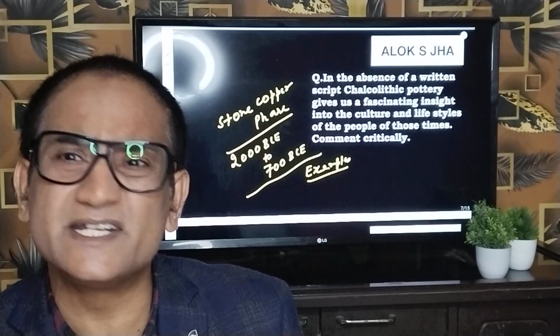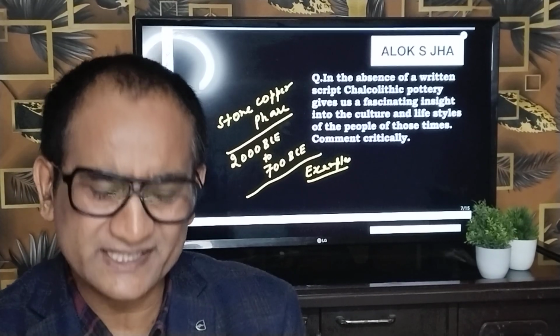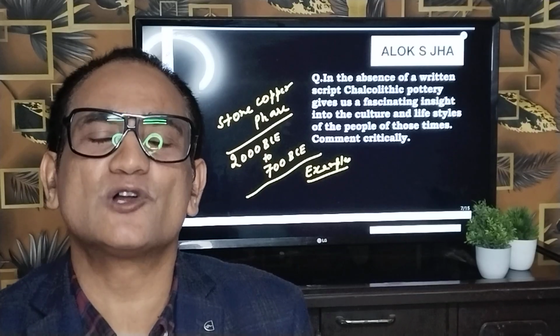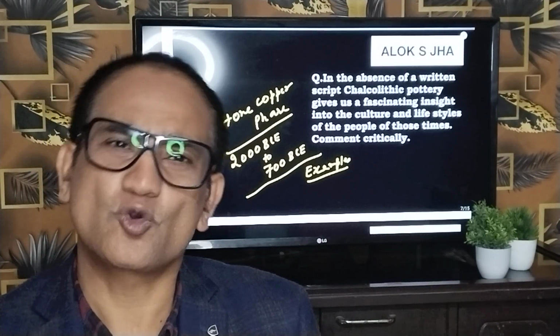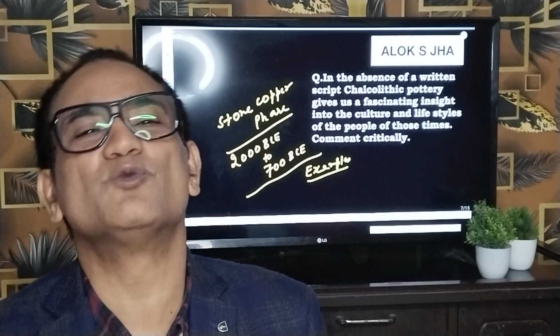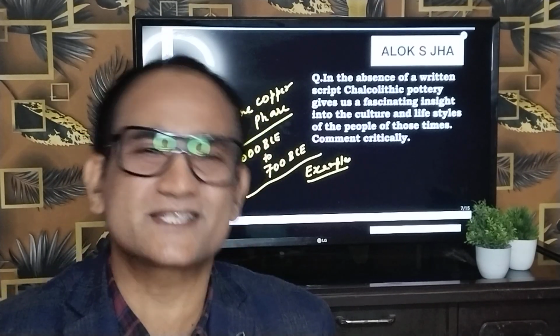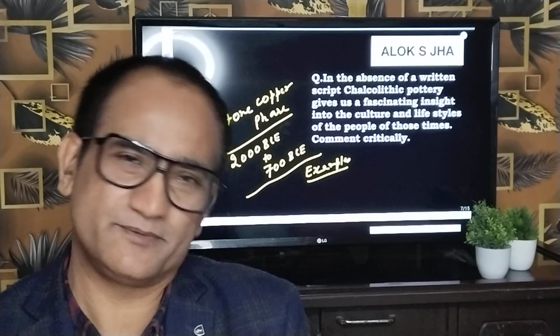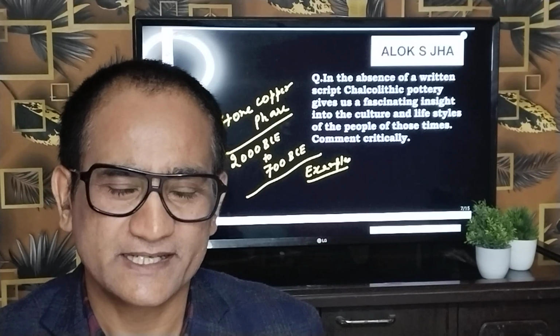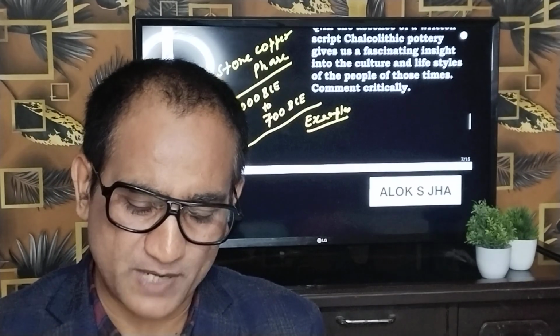Now we have sites in different areas, not only in these areas. Beyond that also there are examples of Chalcolithic culture. So here copper was also used, stone was also used. Copper plus stone. So this kind of introduction you can give. So introduction is fine. Now, coming to the second part. In the second part, what can you mention?